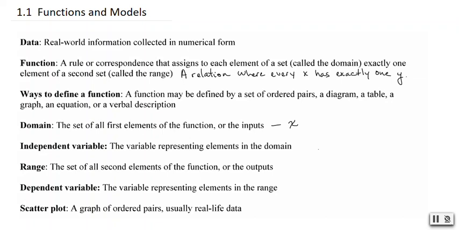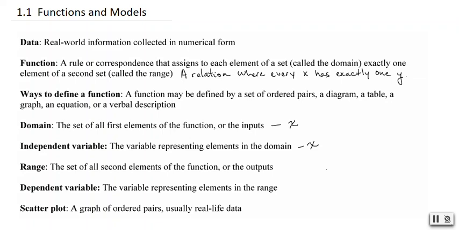The independent variable is the variable that's representing elements in the domain. So normally we use the variable x for the independent variable. If you're talking about some data set involving time, normally time is made the independent variable because it's something that cannot be manipulated. It can't be sped up or slowed down. It's independent. Nice way to remember that.